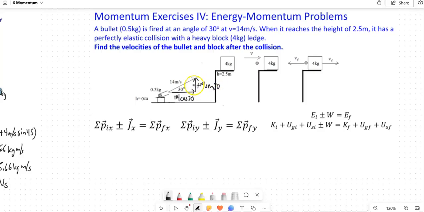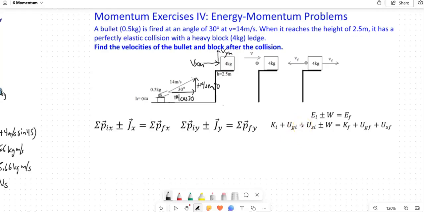Now, when it rises up to this height of 2.5 meters, we need to figure out its velocity in the x direction after this shot, and we need to figure out its velocity in the y direction. So this is going to be vy middle, and this is going to be vx middle. I think that's where the energy part is going to come into play.